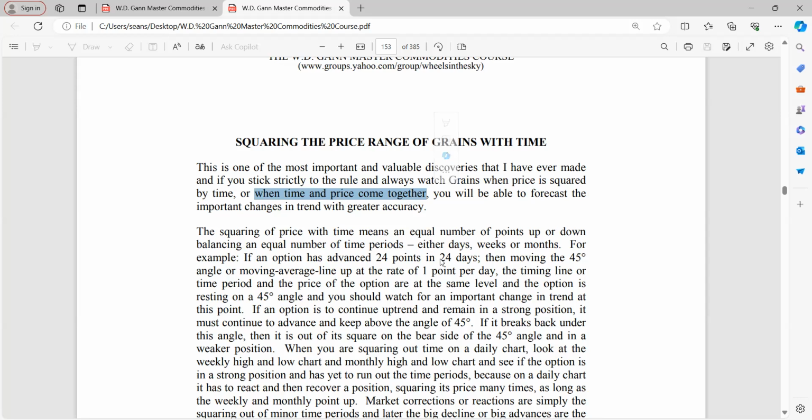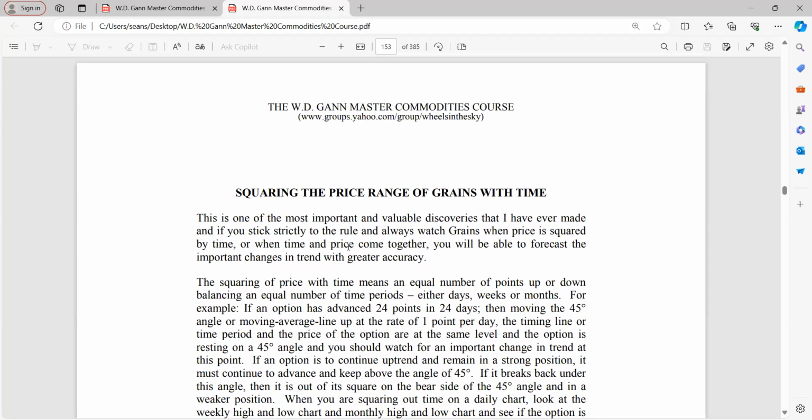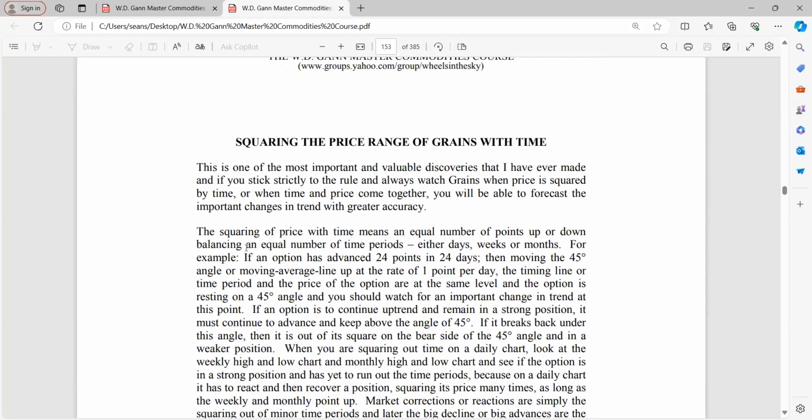In order to forecast this, you'll be able to forecast the important changes in trend with greater accuracy. So the name of the game, according to Gann, to solve for a trend is to find the point where price squares out with time. So where price is meeting with time.